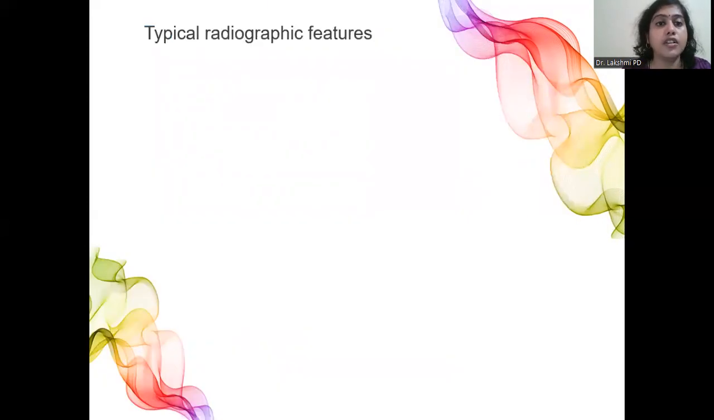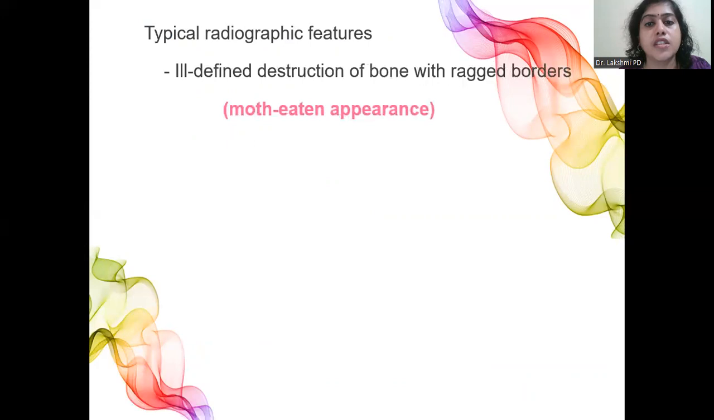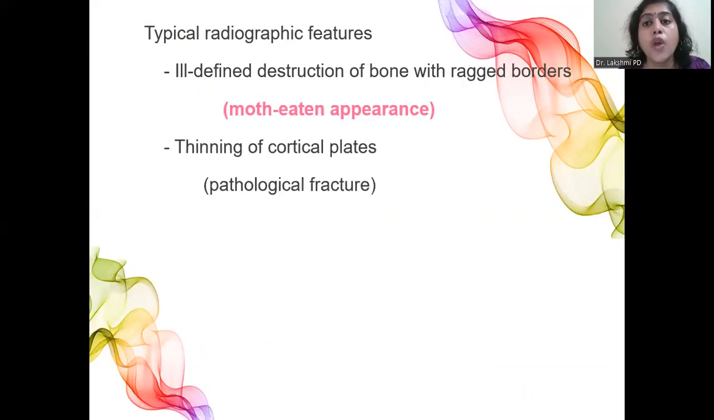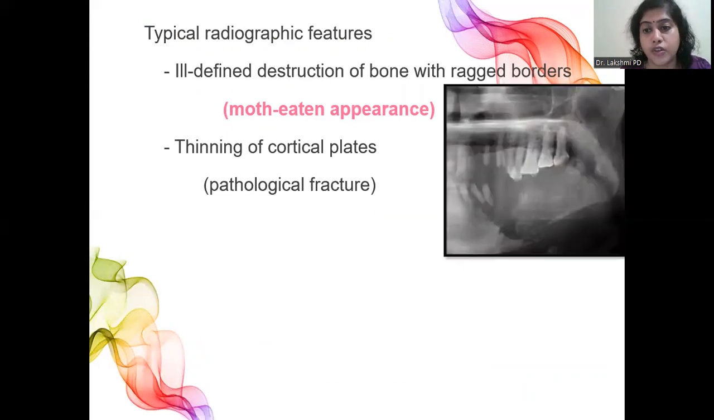Now, these are all the 2D imaging modalities, and in all these 2D imaging modalities, there are a few typical radiographic features which are pathognomonic for oral cancer. The first is the moth-eaten appearance. It is basically an ill-defined destruction of the bone with ragged borders. You can also see thinning of the cortical plates, especially if the malignancy has spread quite much, leading to thinning of the cortical plates, which can also lead to pathological fracture, as you can see in this image over here.